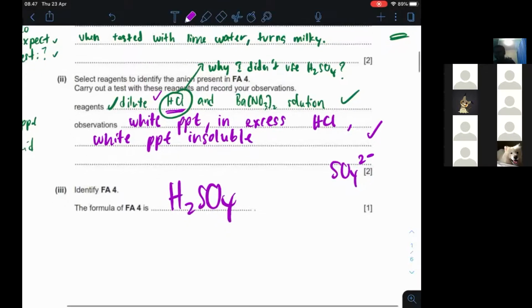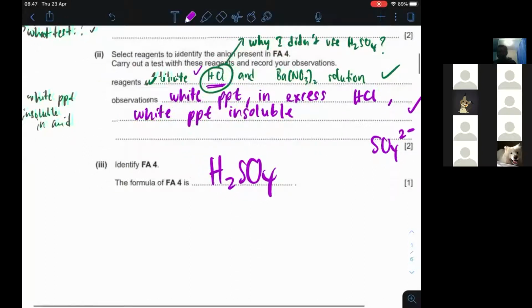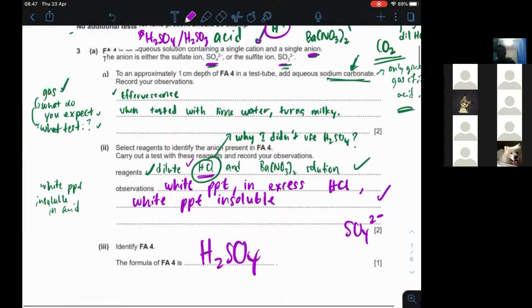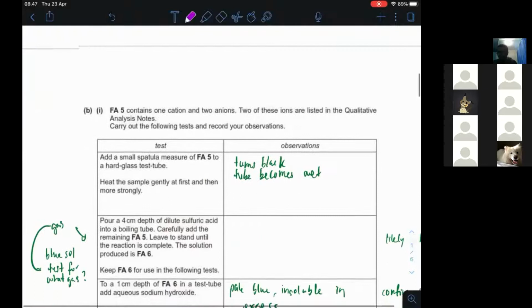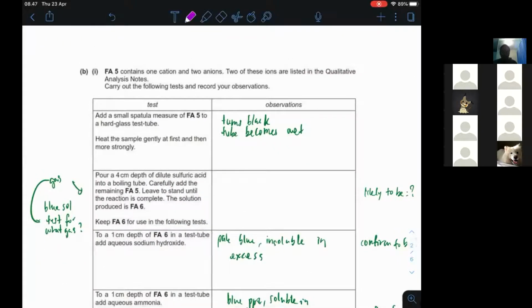Okay, this is considered to be easy, yeah. Okay, take note. Now, let's actually move on to part B. For part B, they have this question saying that FA5, let's say we do not know what FA5 is. I will actually guide you through, okay.